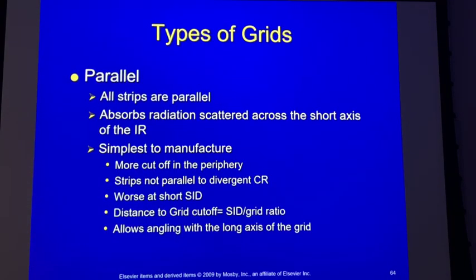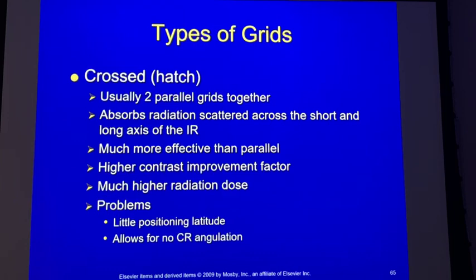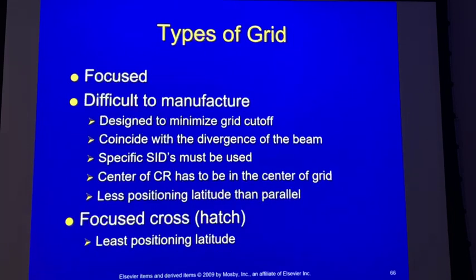Okay. Crosshatch, usually two parallel grids together, can be two focused, absorbs scatter radiation across both axes, much more effective than parallel, has a much higher contrast improvement factor, but also a much higher radiation dose, has little positioning latitude, and allows for no central ray angulation whatsoever.